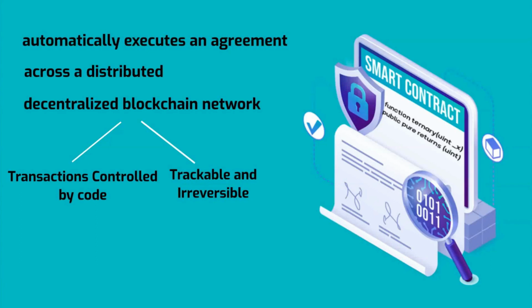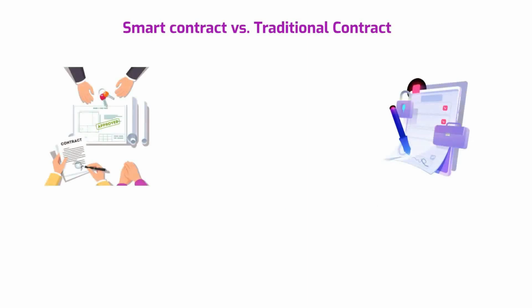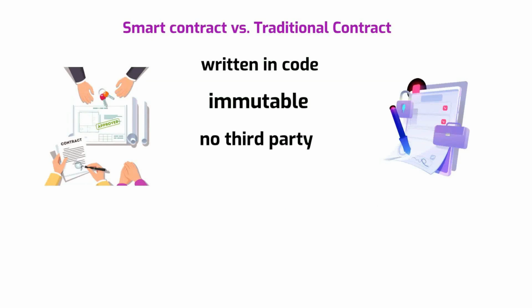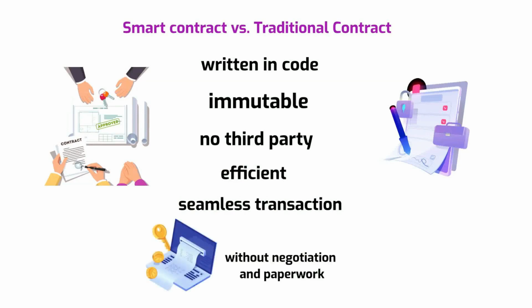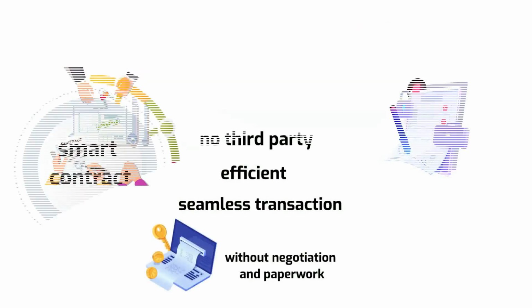The principle of a smart contract was described by American cryptographer and programmer Nick Szabo back in 1996. There are two differences that smart contracts have over traditional contracts. They are written in code and immutable, meaning that there is no third party managing the agreement. Smart contracts allow for an efficient, seamless transaction. Rather than requiring hours of negotiation and paperwork, smart contracts are digital and automated.